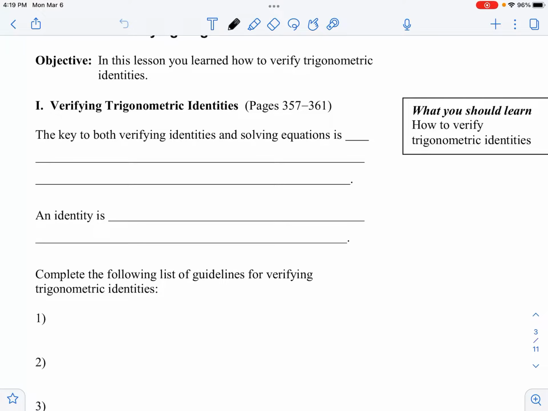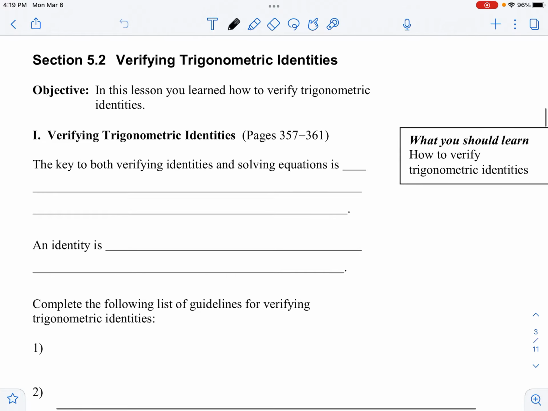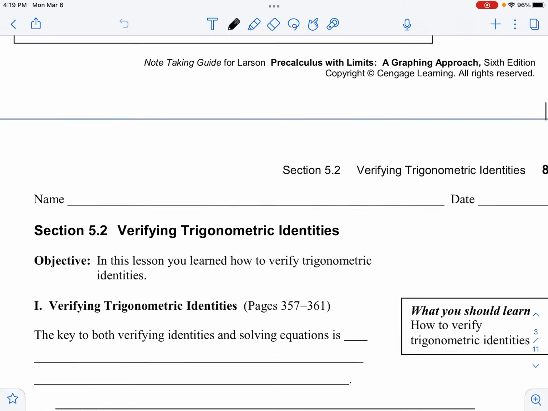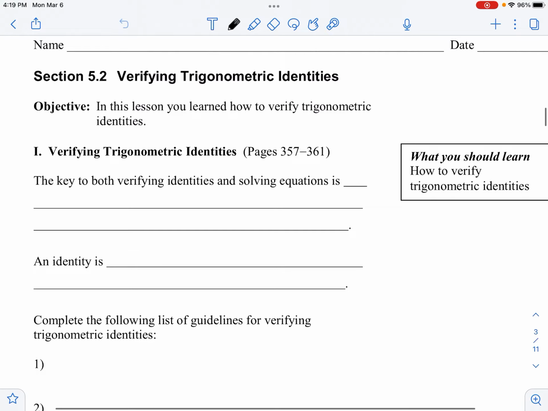Hey everybody, let's go ahead and take some notes on section 2 together. This is on verifying trig identities. Get my pen going. There we go.